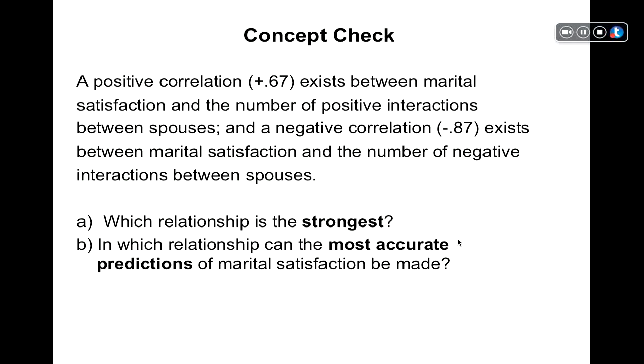If you said the negative correlation, you are correct. If we consider the absolute value, 0.87 beats 0.67. Remember that the sign, positive or negative, just indicates the direction of the relationship, the type of relationship. B, in which relationship can the most accurate predictions of marital satisfaction be made? If you pick the negative correlation, you are correct. The stronger the correlation, the more accurate the predictions.